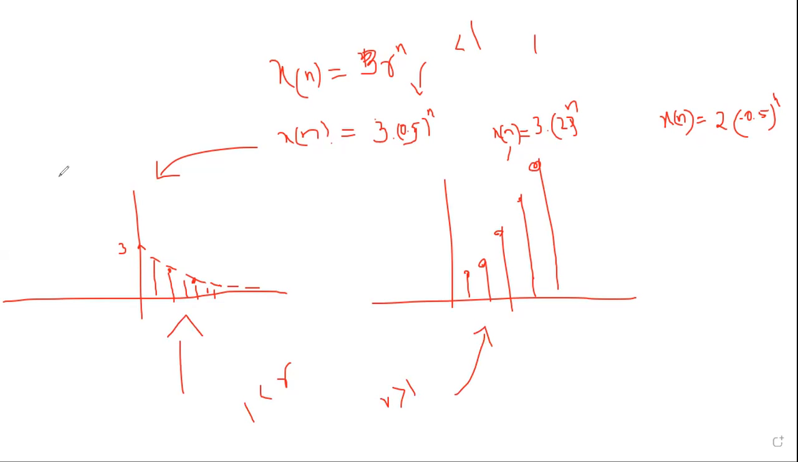What about the left side? For this part, it will be 0.5 to the power minus 1. What is 0.5 to the power minus 1? It is 1 divided by 0.5, which is 2, then 4, 6, 8 into 3. So it is going to grow exponentially on the left side.